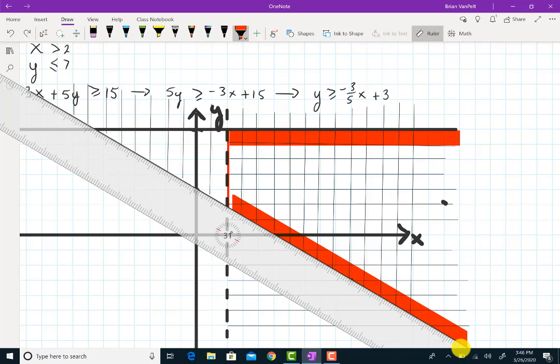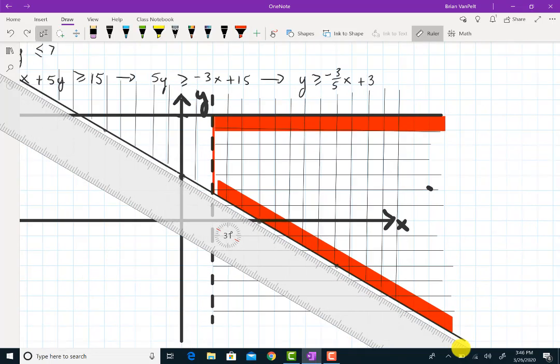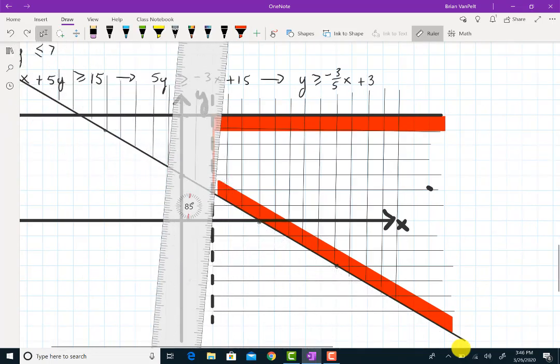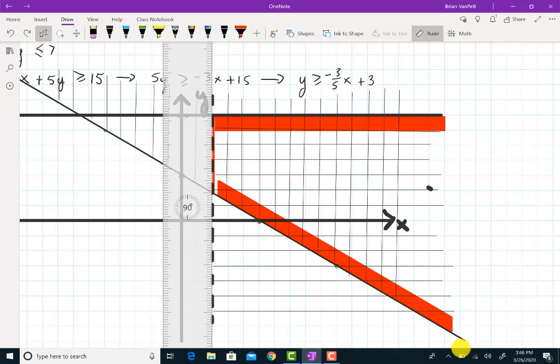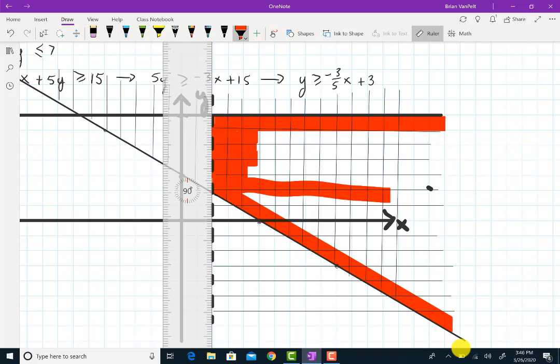I can fix that last one. Let me have my ruler back. Probably a better idea, instead of trying to draw a line like that, is just go like this. And then go ahead across.